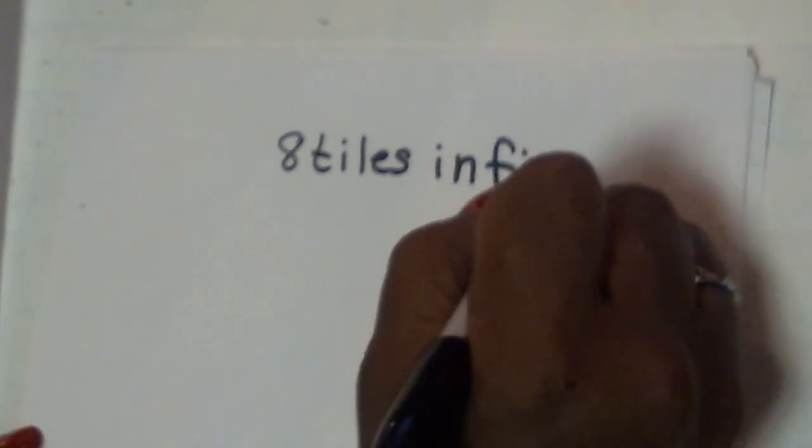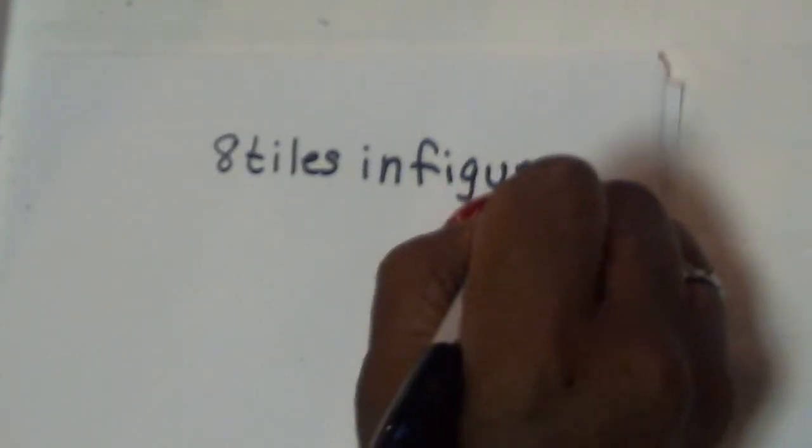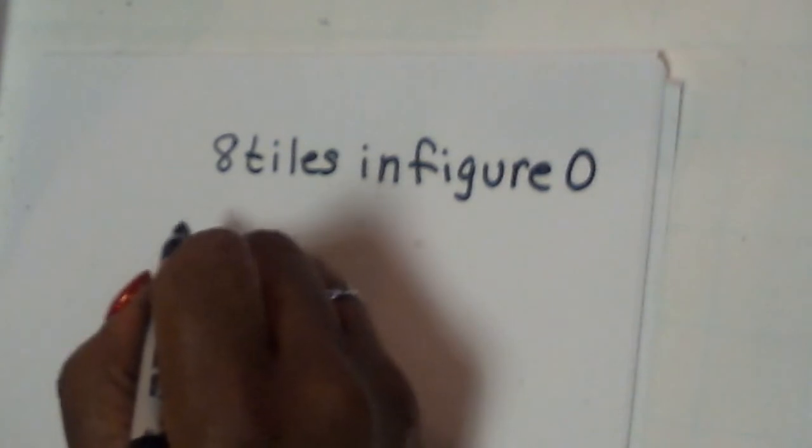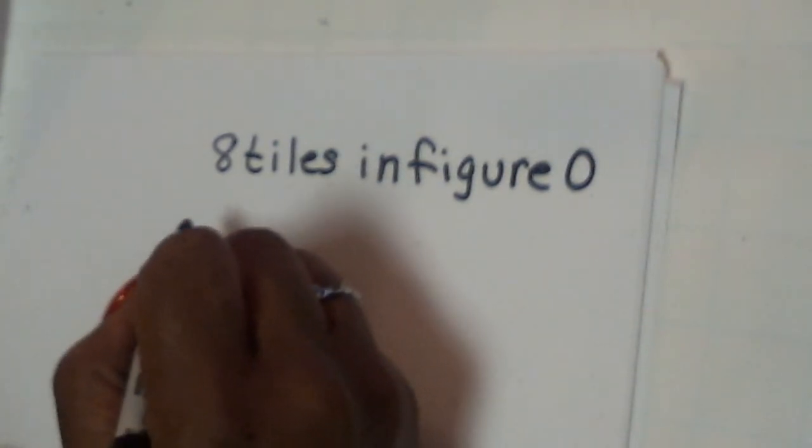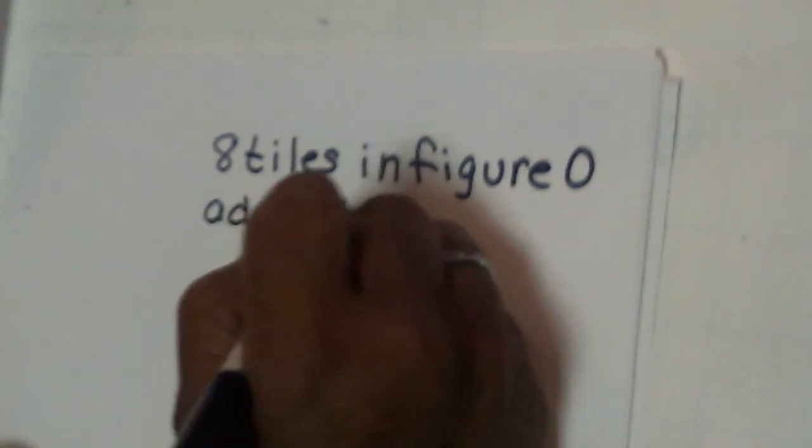Suppose I told you that a tile pattern had 8 tiles in figure 0, and adds 3 tiles in each new figure. So I'm going to write adds 3 tiles.